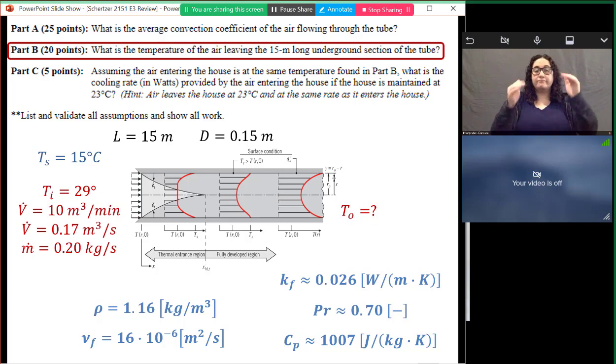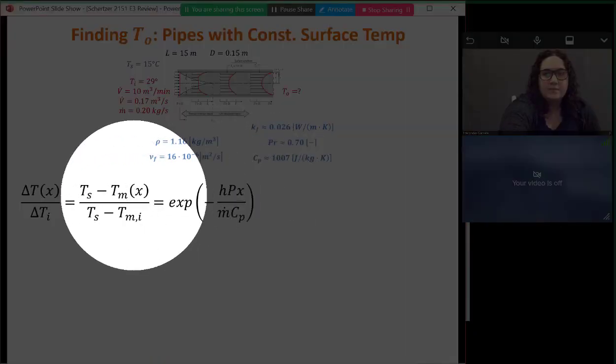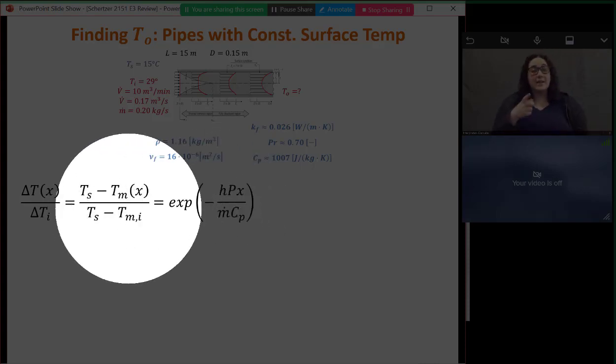What is the temperature of the air leaving the 15-meter long underground section of the tube? So this part's a little bit tricky because we have to remember how we find the temperature of the fluid that's moving in internal convection when we have a pipe with a constant surface temperature. So here, you can look on your equation sheet. This is why it's good to study with the equation sheet.